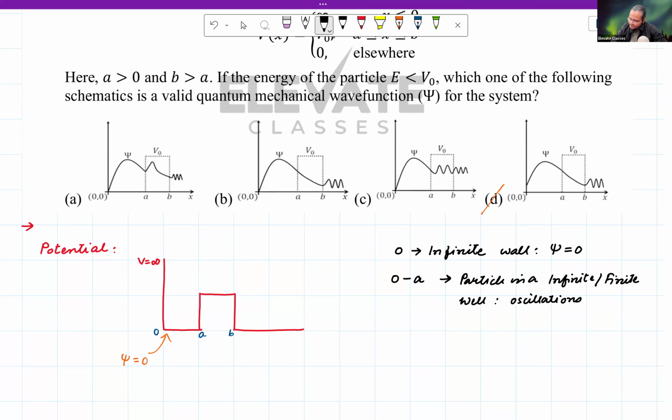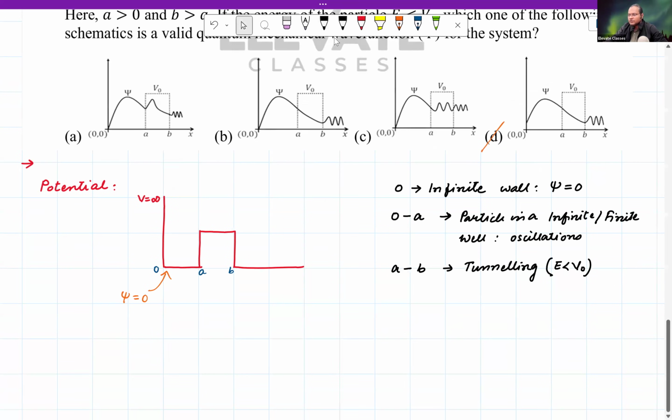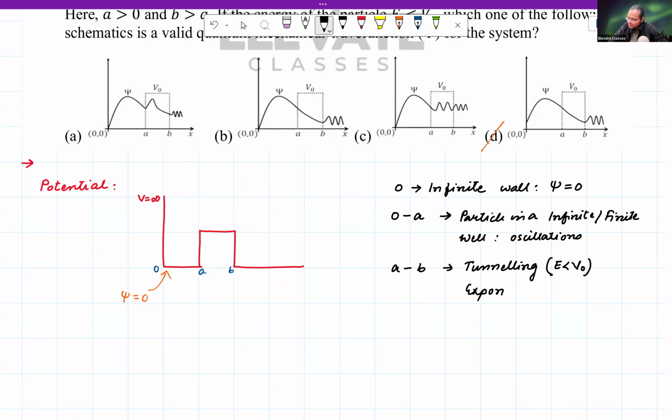The next is from A to B. What happens from A to B? Basically tunneling is happening. Why does tunneling happen? E is less than V naught. The tunneling solution is always an exponential decay. Tunneling solution is always an exponential decay.